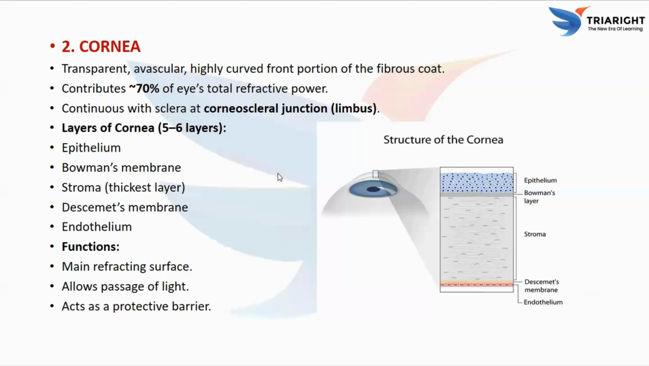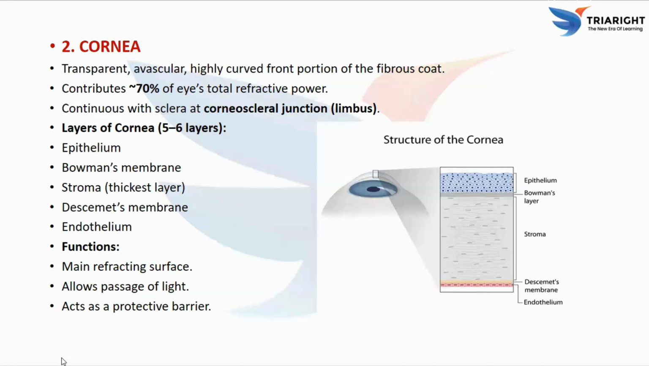So the 6th layer is Dewey's layer. It is a newly described one which is present in between stroma and Descemet's membrane. So what does this Dewey's layer do? It helps to maintain the structural integrity, and it is also important during the corneal surgery. So these are the layers of the cornea.